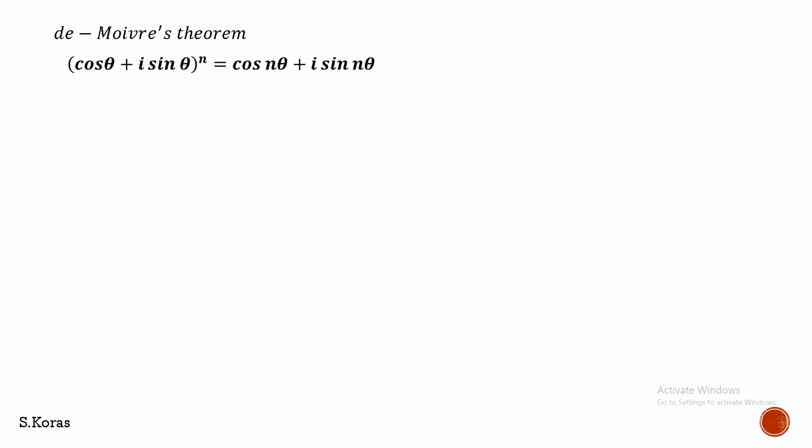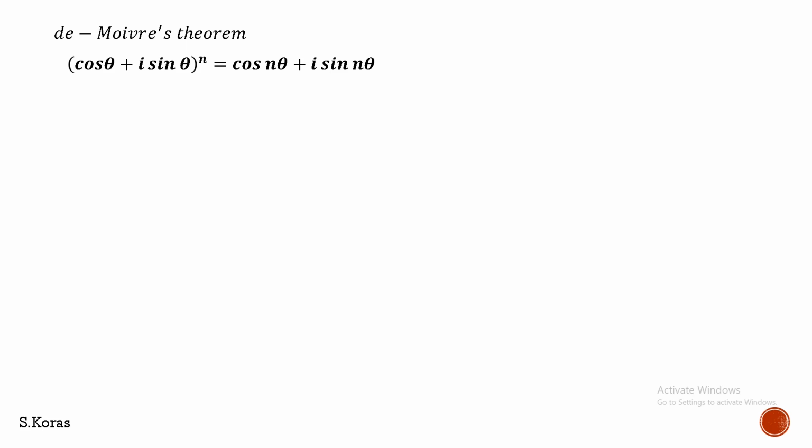Whether we have to find (cos theta plus i sin theta) the whole power 10 or whole power 11, whatever it may be, de Moivre states it is very simple, no need of worrying. Simply you can apply this formula, that whole power number can be replaced along with the angle. So de Moivre's theorem is nothing but (cos theta plus i sin theta) the whole power n is equal to cos n theta plus i sin n theta.